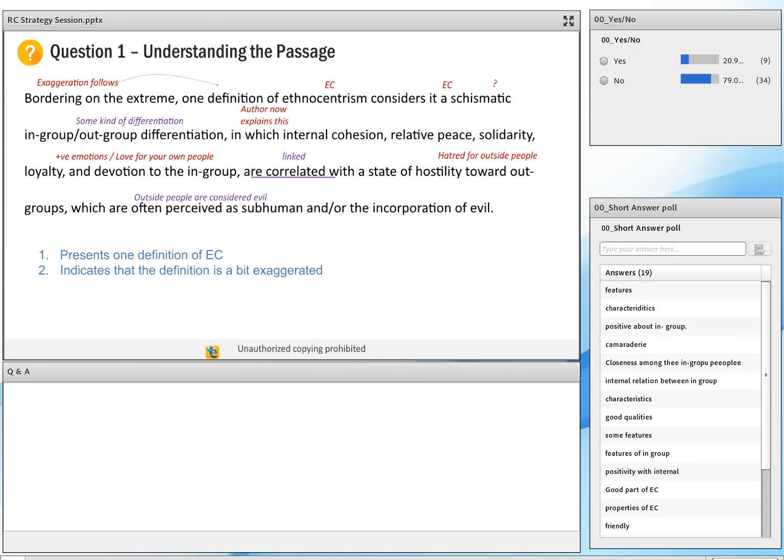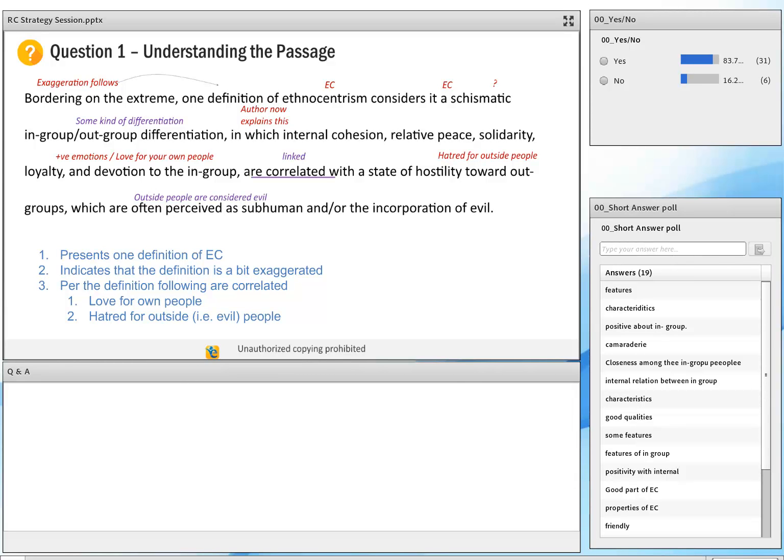So there is one definition of EC that has been presented. This definition is a bit exaggerated. According to this definition, love for your own people is linked towards hatred towards outside people. Now, how many of you got the first point over here? These are my notes, really. How many of you were able to get that this passage presents one definition of EC?